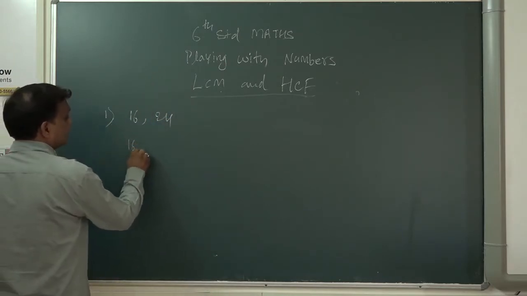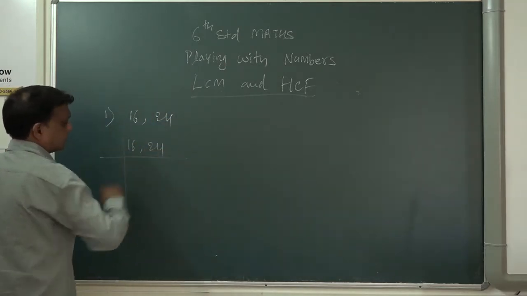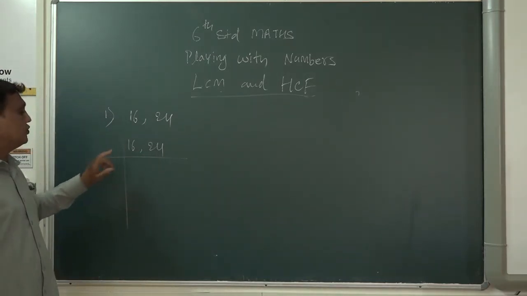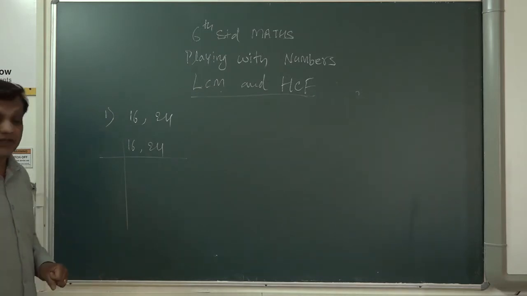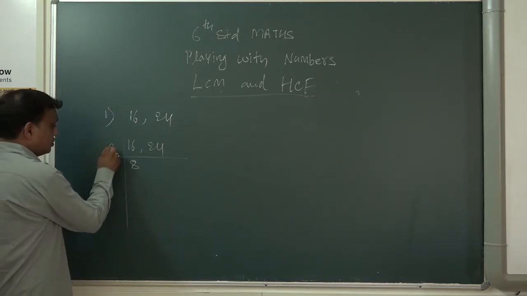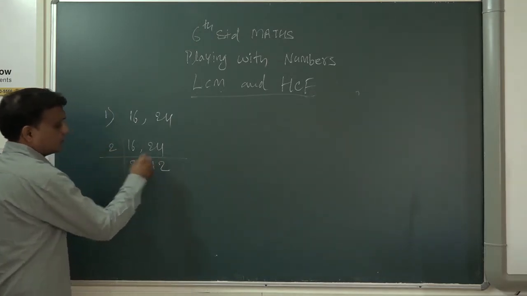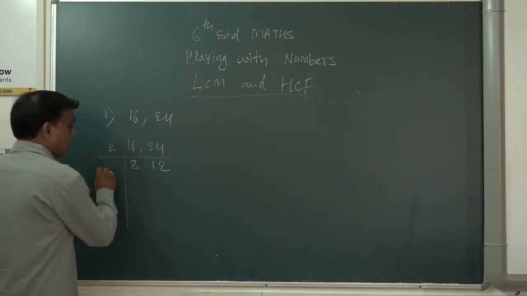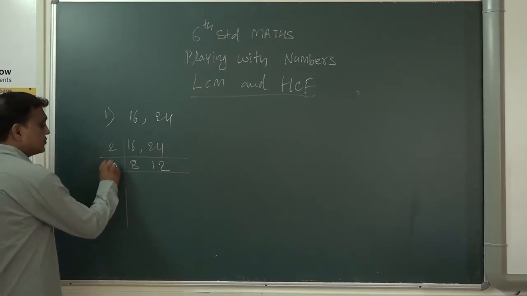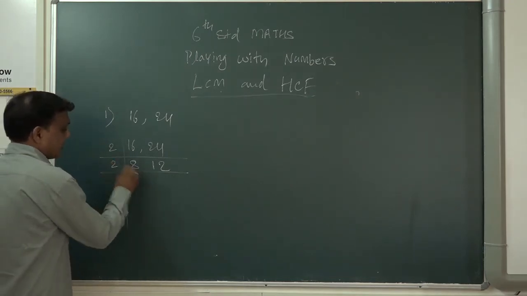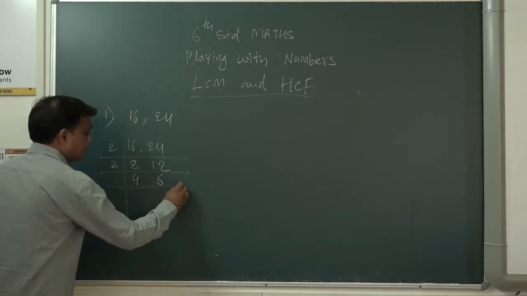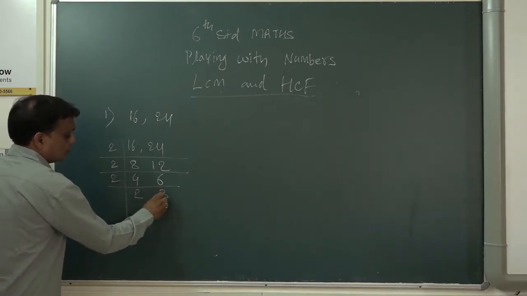To find the LCM, first we have to find the factors of both the numbers. Here 16 and 24, both will come in the 2 table. 2 8s are 16 and 2 12s are 24. Again 8 and 12 come in the 2 table, so proceed with the same method. 2 4s are 8 and 2 6s are 12. Again both will come in the 2 table. 2 2s are 4 and 2 3s are 6.